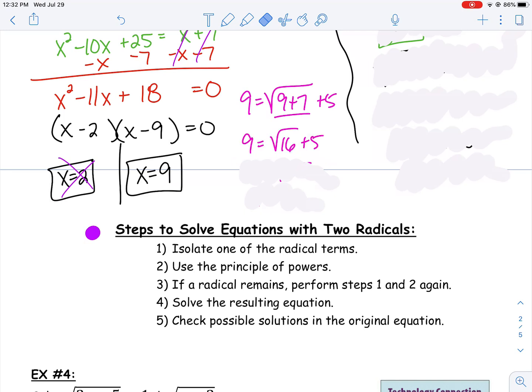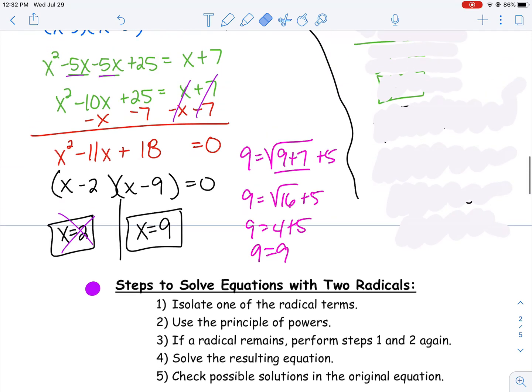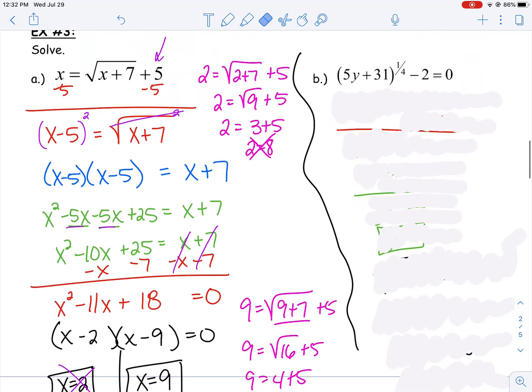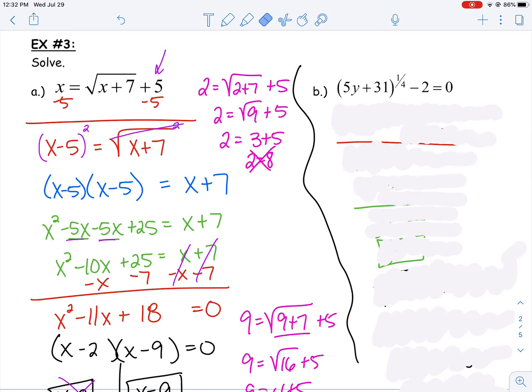If I plug in a 9, 9 plus 7 is 16. The square root of 16 is 4. And 4 plus 5 is 9. And 9 equals 9, so it does work. So I get just one answer that works, x equals 9. That's why it's really important to double check your answers in your original for all of these radical equations to make sure that we don't have any extraneous solutions.